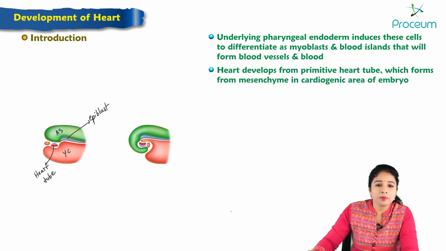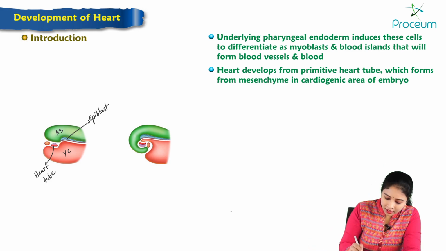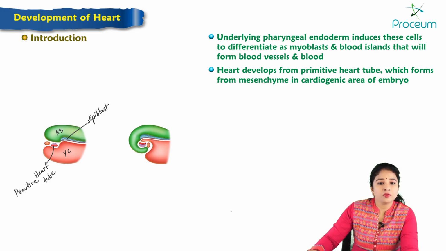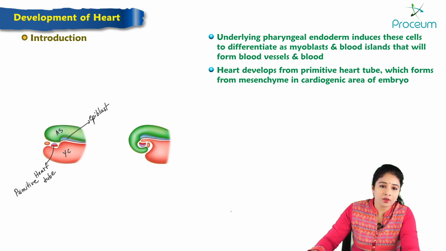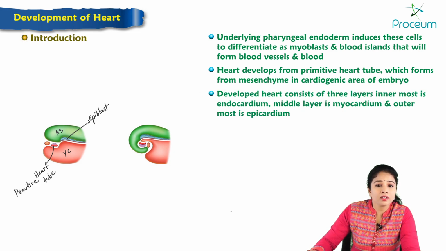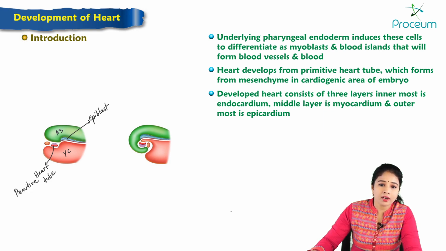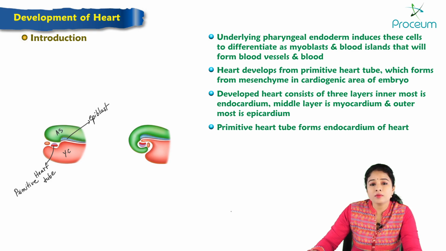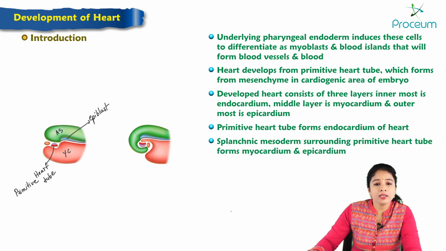The heart develops from the primitive heart tube, which forms from the mesenchyme in the cardiogenic area. This red tube that you are seeing is the primitive heart tube. The developed heart consists of three layers: the innermost endocardium, the middle layer, the myocardium, and the outermost layer, the epicardium. The primitive heart tube forms the endocardium of the heart. The splanchnic mesoderm surrounding the primitive heart tube forms the myocardium and epicardium.